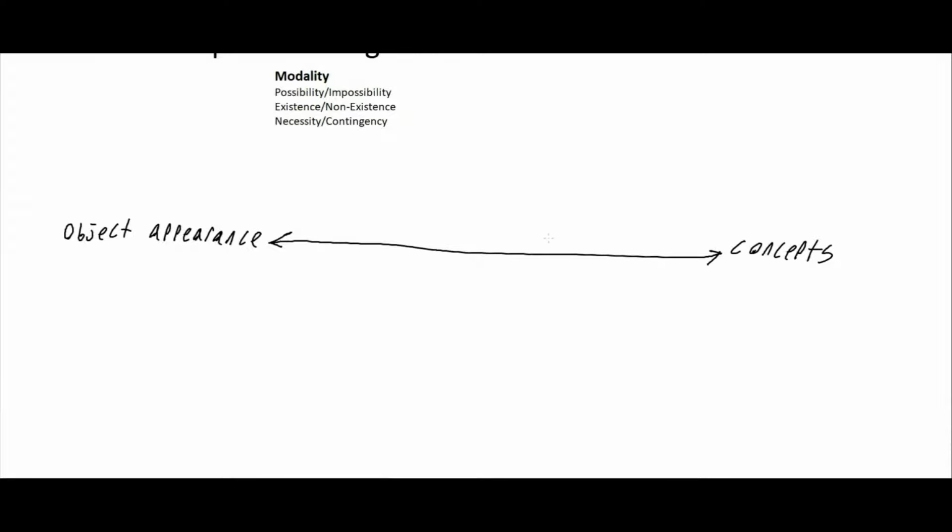So if we have the appearance of an object out here, and we also have concepts, Kant says that these are two very different things. The object in appearance is this experiential thing, whereas a concept is a more abstract thing. The object is concrete and the concept is abstract, almost like a rule. And so Kant wants to talk about how the object can be subsumed. Subsumed is the word he uses.